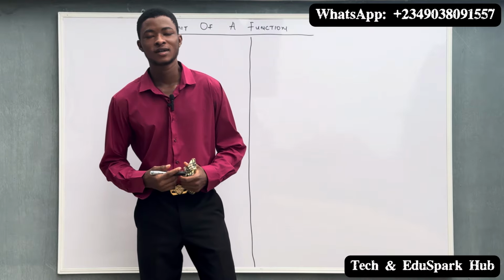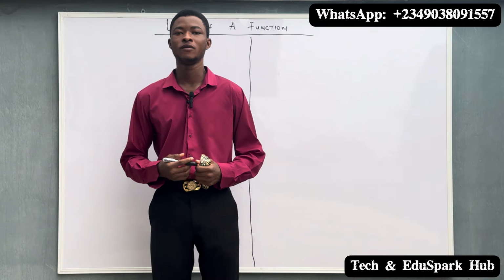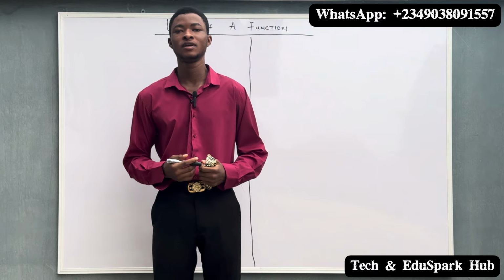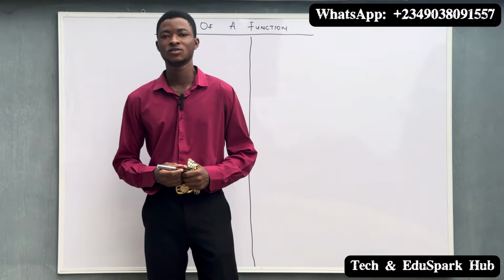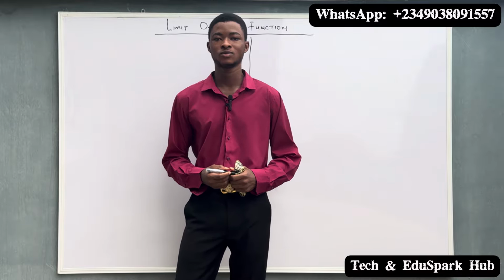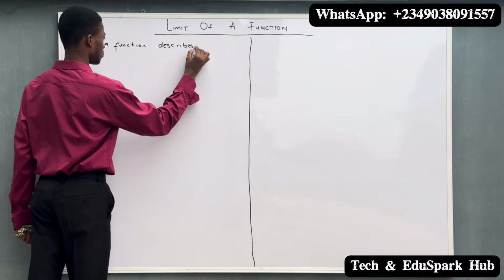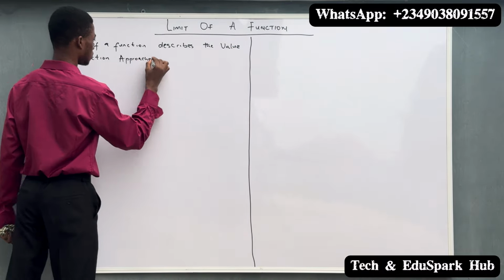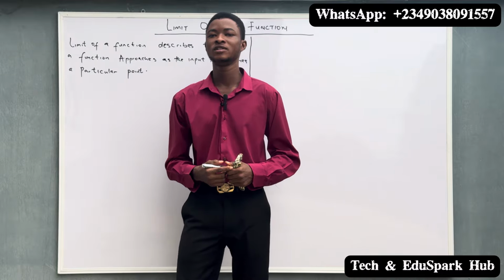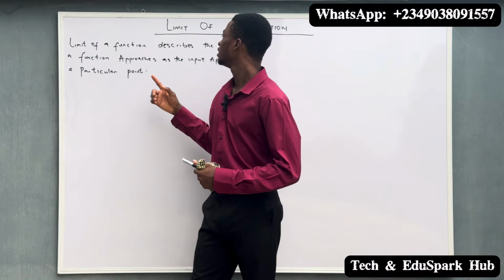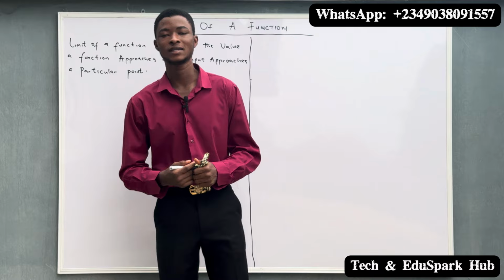So what do we understand by limit of a function? By definition, the limit of a function describes a value a function approaches as the input approaches a particular point. So let me just write that down, and you can put that down as well. So this is a simple definition of the limit of a function. It describes the value a function approaches as the input approaches a particular point.